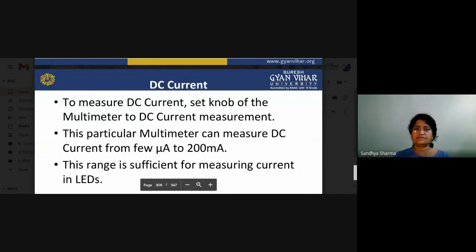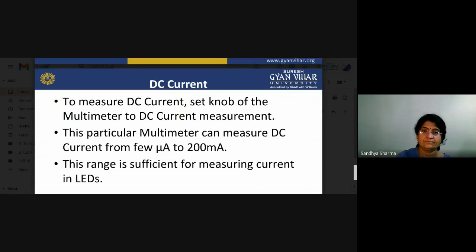Now what about DC currents? To measure DC current, set the knob of the multimeter to DC current measurement. This particular multimeter can measure DC current from a few microamperes to 200 milliamperes, and this range is sufficient for measuring the current in the LED circuit. So we can select this particular range to measure the current value.